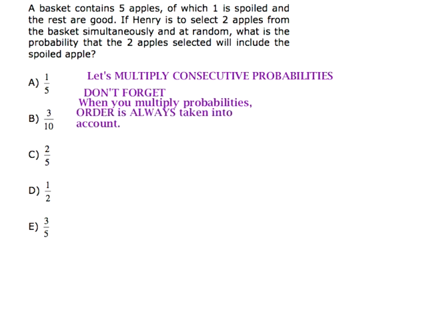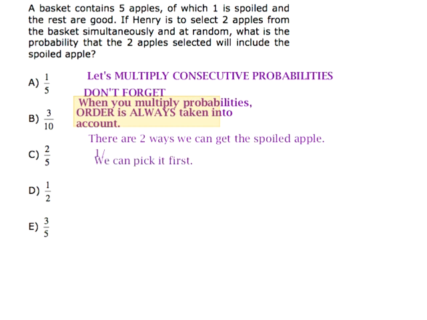So here we have to account for order. So, well, what do we want to do? There are two ways we can get the spoiled apple: number one, we can pick it first, or number two, we can not pick it first and then pick it second.